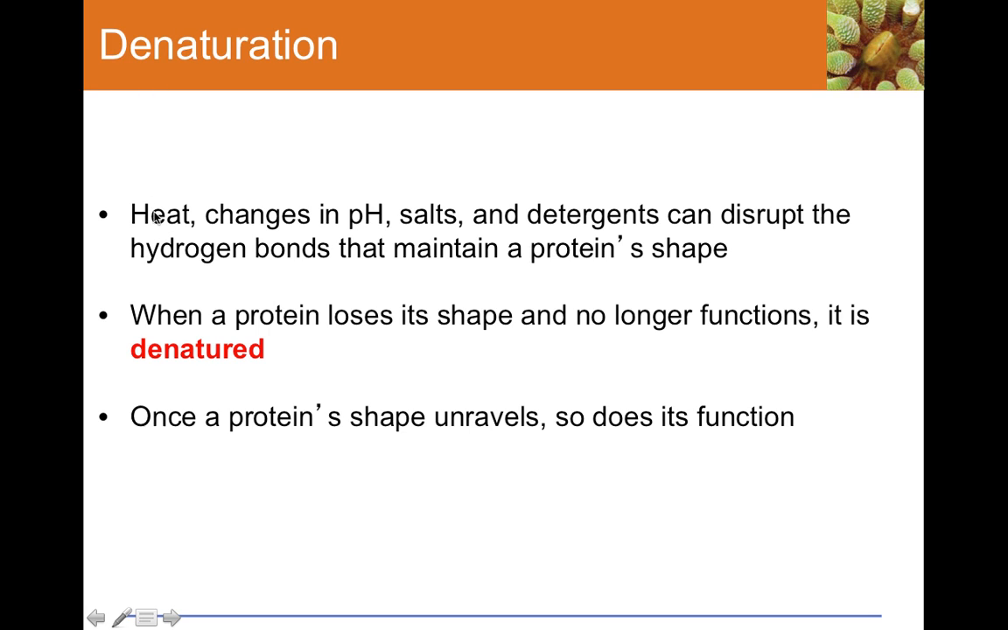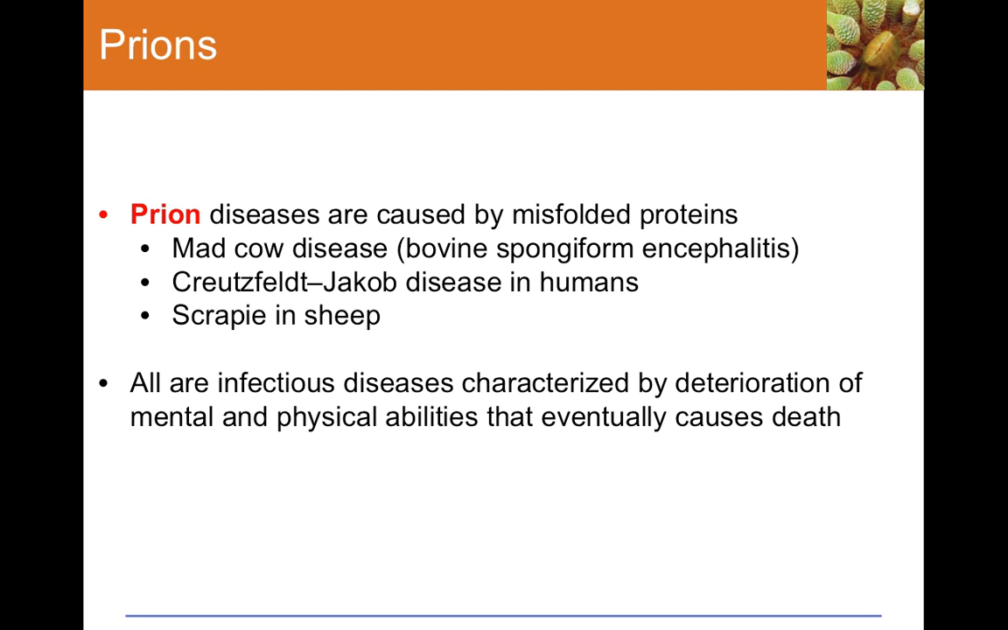But if you expose a protein that does a super important job in your body to severe heat, or you change its pH, making it very acidic or very basic, or certain salts and even a detergent, we can start to disrupt some of these bonds, like disulfide bridges and hydrogen bonds, that are really working hard to maintain that protein's shape. And if it loses its shape, you know it loses its function. And once it loses its function, we call this denatured. So if you lose your shape, you lose your function. And depending on the protein, that can be a very bad thing.